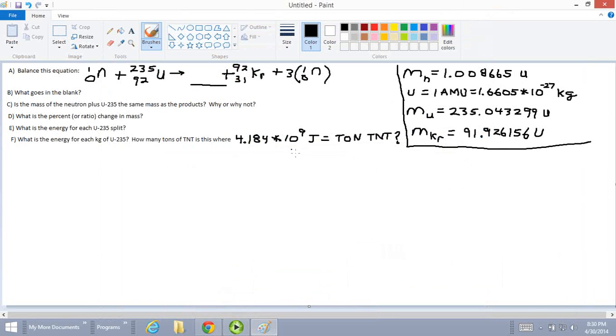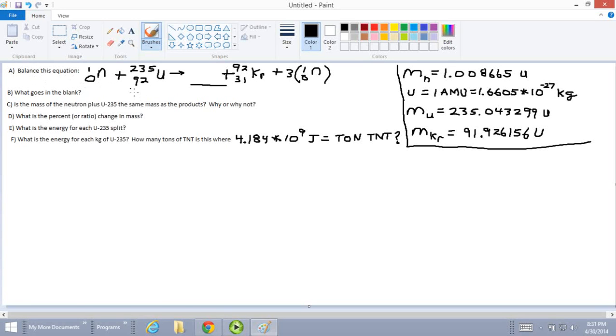Okay, ladies and gentlemen, this is a review for Physics 1402. That's College Physics 2. It may also be suitable for University Physics 2. We're going to balance a nuclear reaction. Here is the problem. We have to balance this equation.